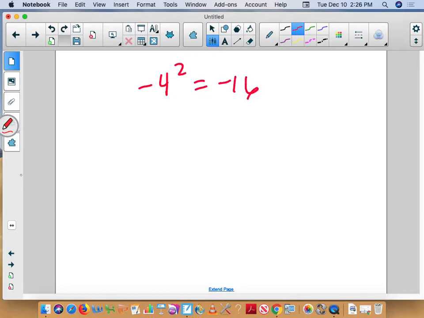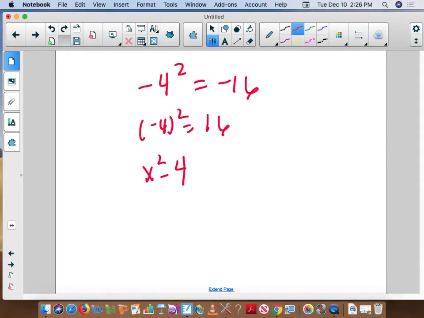is negative 16. This is 16. You have to put something in parentheses. If I have x squared minus 4, if x is negative 2, and I go negative 2 squared minus 4, I'm going to miss it. I'm supposed to do negative 2, the entire thing squared.